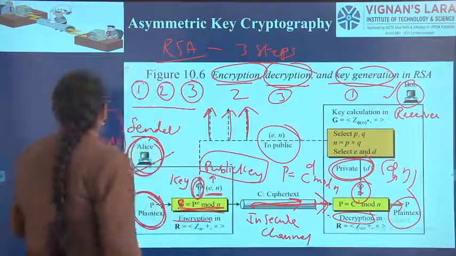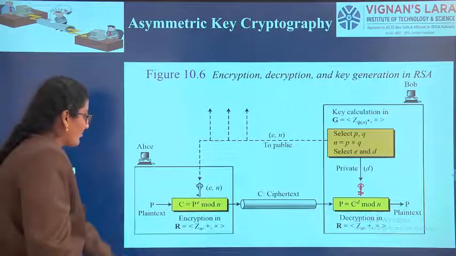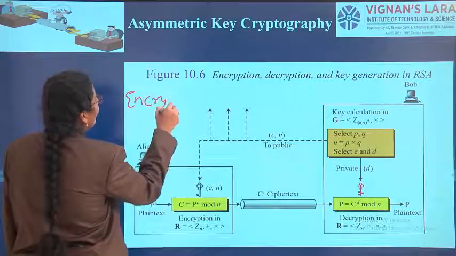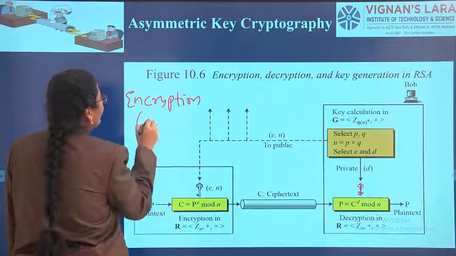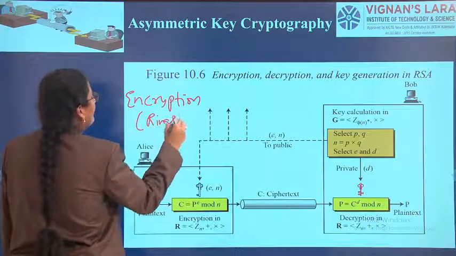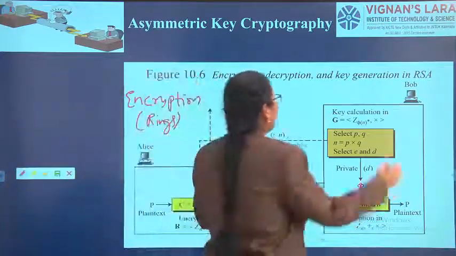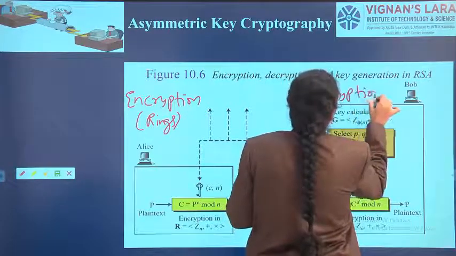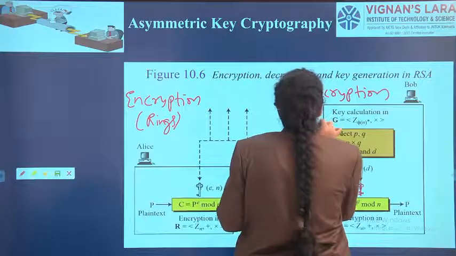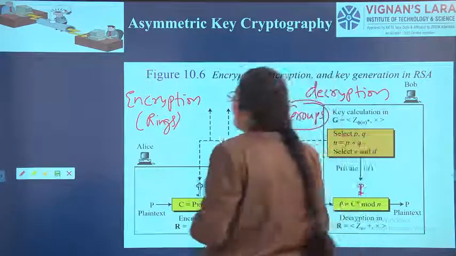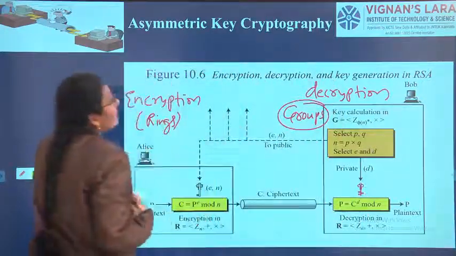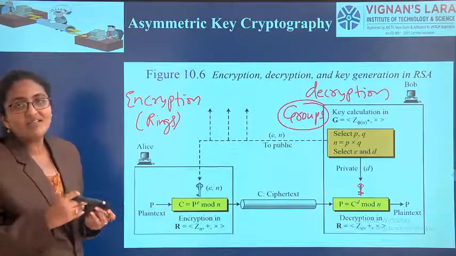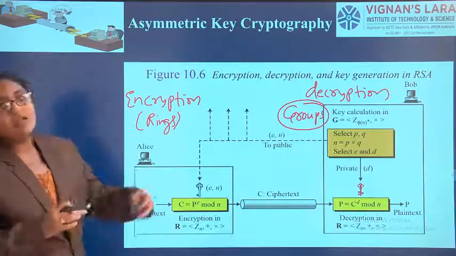But the important point you have to understand in this whole diagram is, for encryption they are using rings. For decryption they are using groups. While we were discussing unit 2, the mathematics of symmetric encryption, we discussed the topic of ring and group.